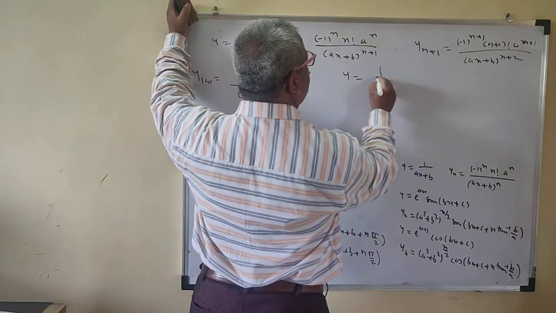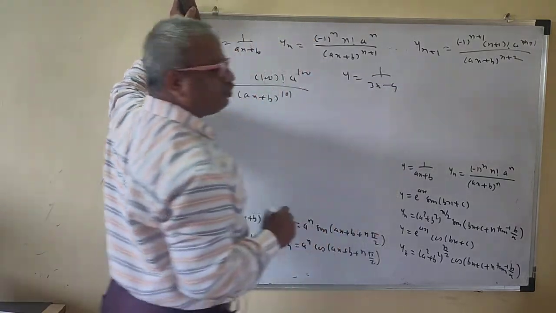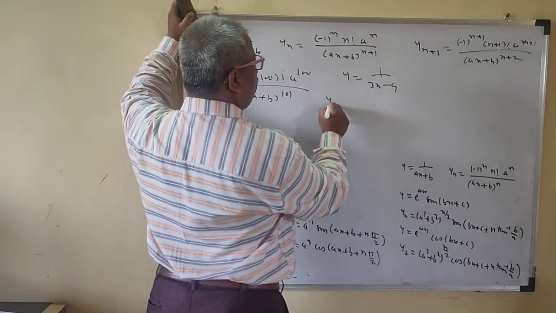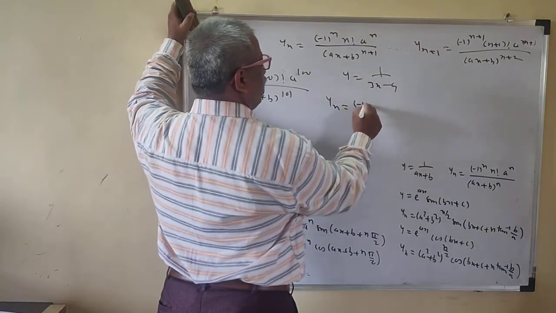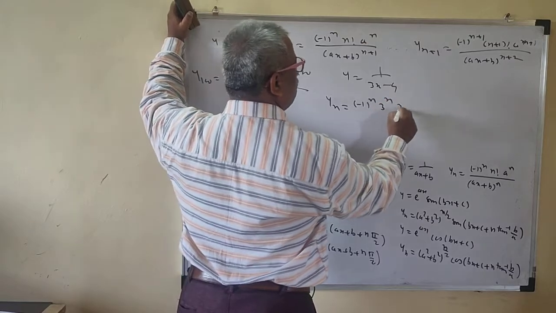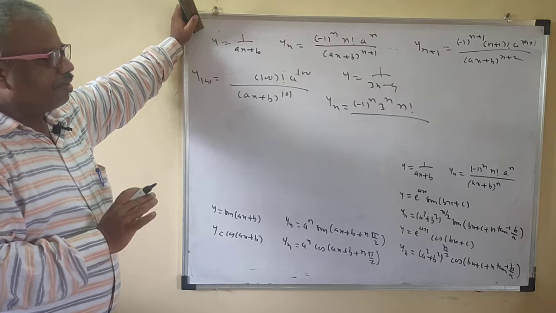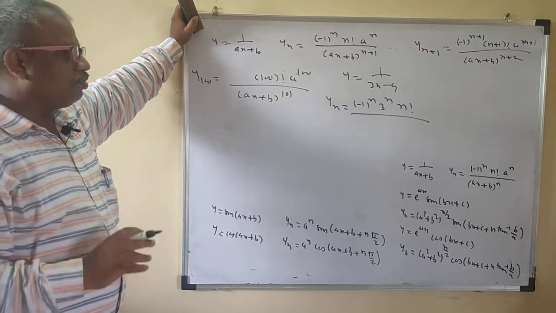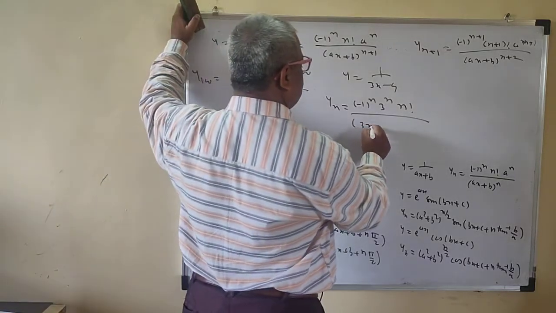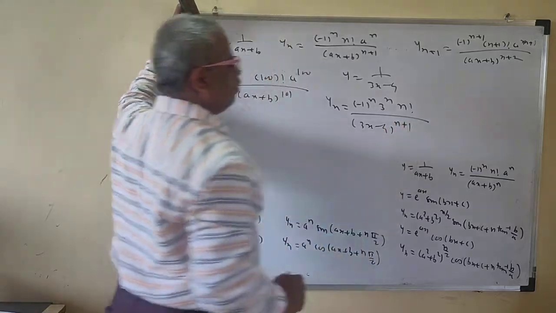Suppose y is equal to 1 upon 3x minus 4. Then what is yn? Yn is equal to just this is what? Minus 1 raised to n, 3 raised to n, n factorial. So order is not important here. You can write here minus 1 raised to n, n factorial into 3 raised to n, it doesn't matter. Okay, so this is 3x minus 4 raised to n plus 1.